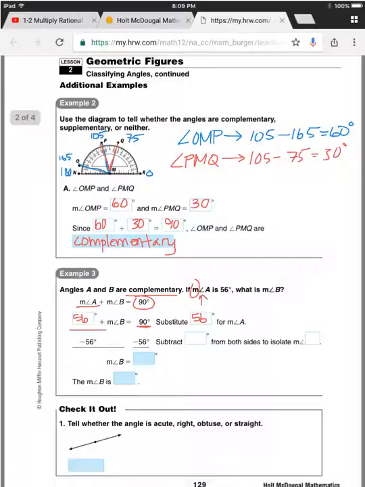Then we look at this side. We're going to act like this is our variable, so our 56 is our constant, and the opposite of a positive 56, or adding 56, is subtracting 56 from both sides to isolate the measure of angle B. And when we subtract 90 and 56, we get 34. So the complement of measure A is 34 degrees. Okay? That, check it out, is like the easiest check it out that ever existed in the history of time. So please get it right.